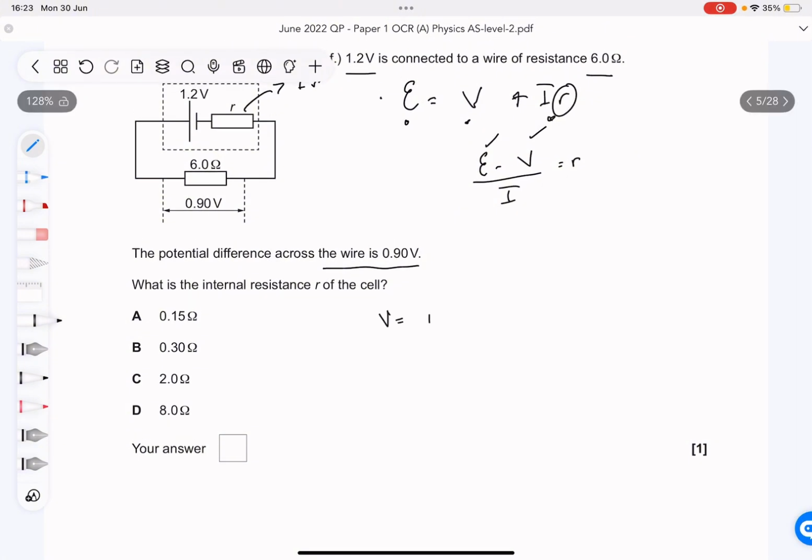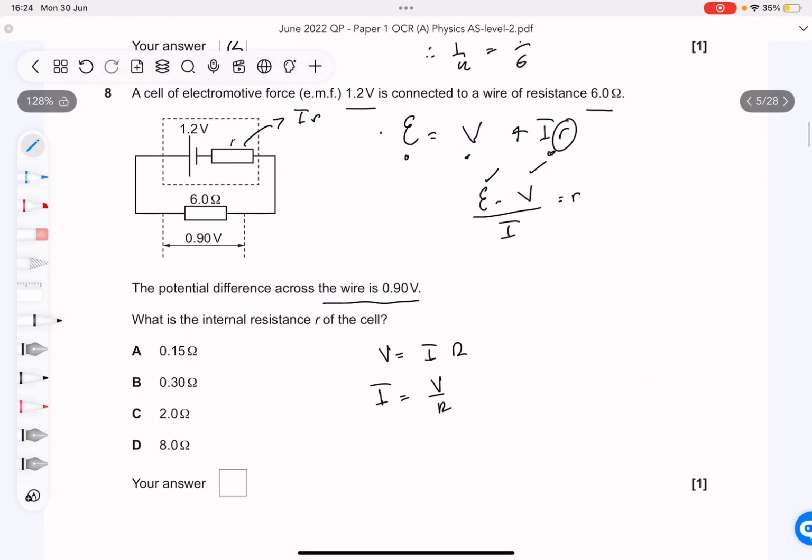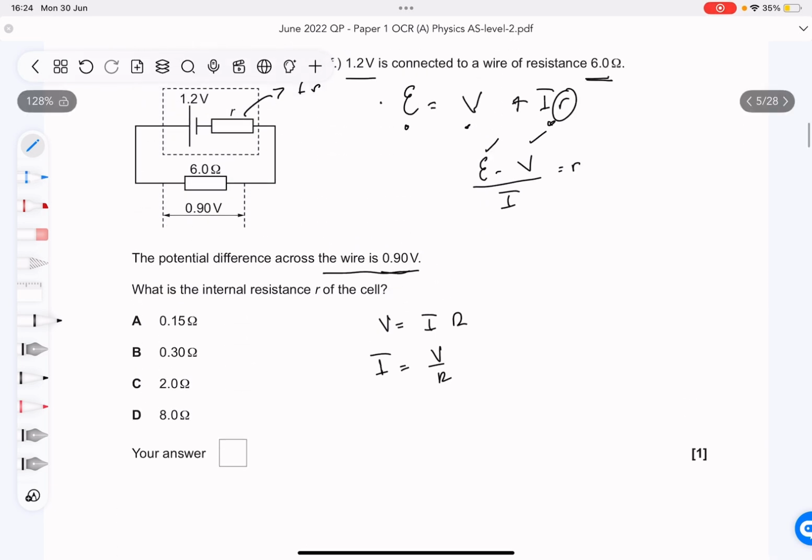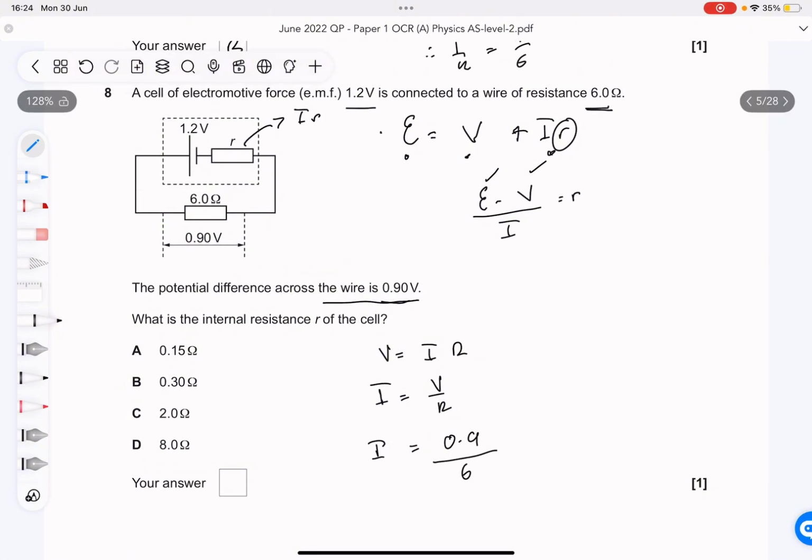Let's go back to the old school equation, V equals IR, rearrange for current, I equals V over R. I'm given the resistance of the wire is 6 ohms, and the potential difference across the wire is 0.9. So to find the current in the wire, that's going to be 0.9 over the resistance of 6, which on the calculator is 0.15.